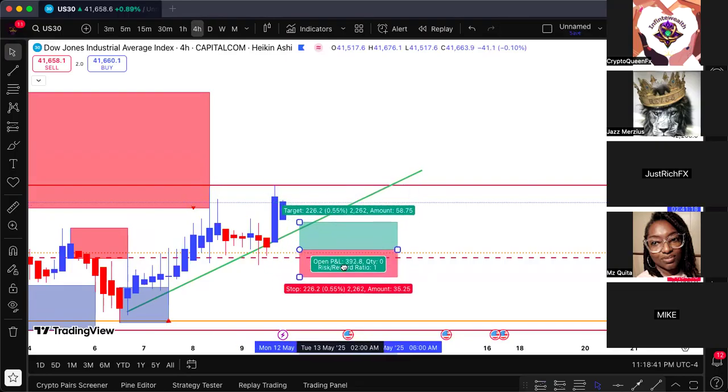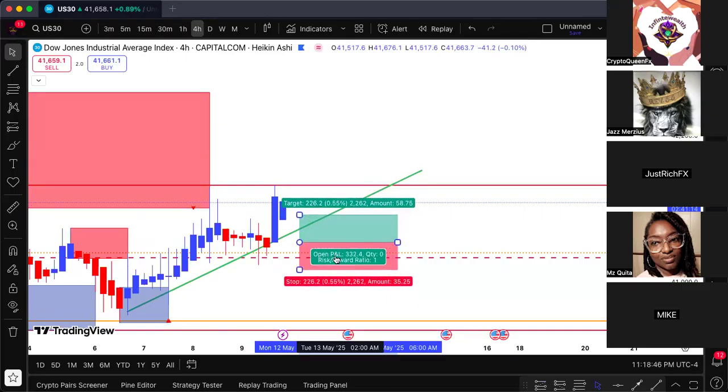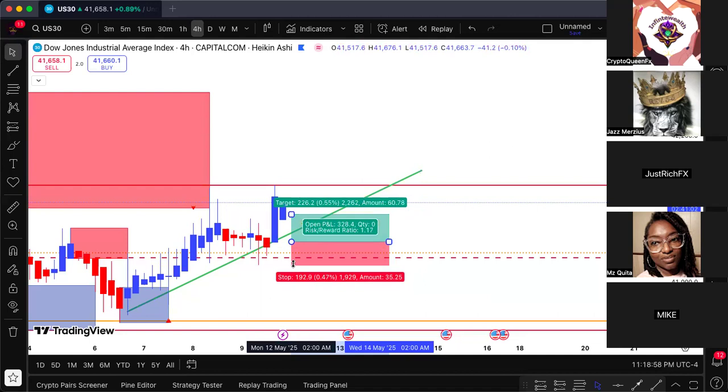The lower the better, to be honest. I just don't think it's gonna go back. Your stop loss would be under where it's rejecting. So it would be under this level, because this is the resistance level. You will set it under this level of resistance.